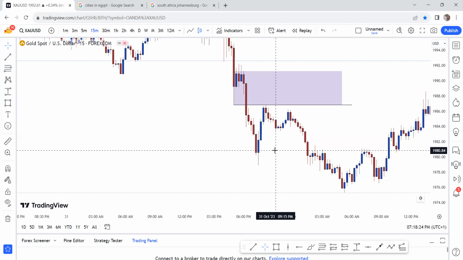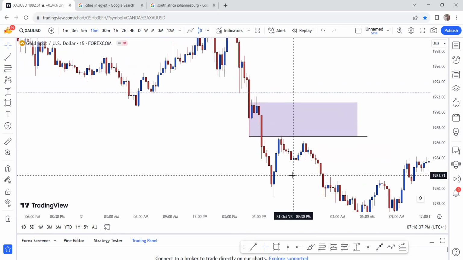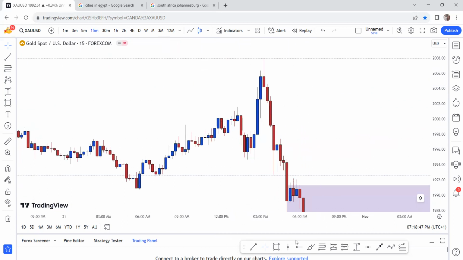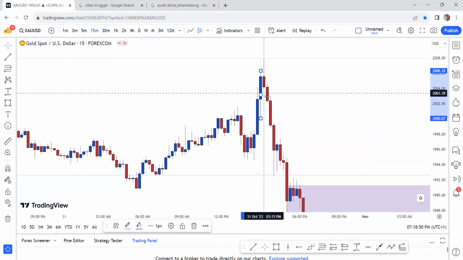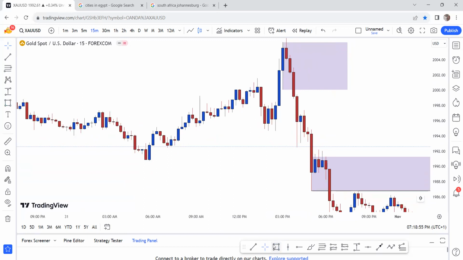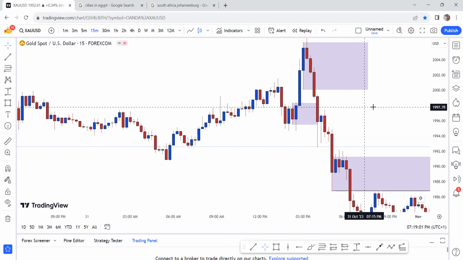Let me actually explain something to you. Whenever we have an engulfing, 60% of the times, price will not come back to retest. Take for example, this was an engulfing, price never came back to retest that level. This was an engulfing, price never came back to test that level. Do you understand?